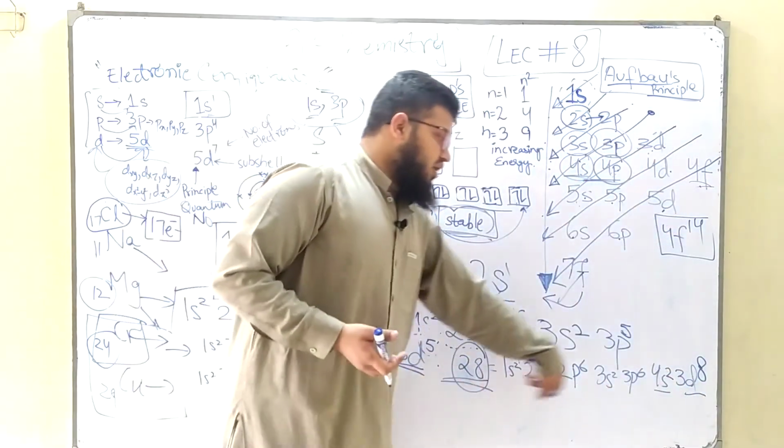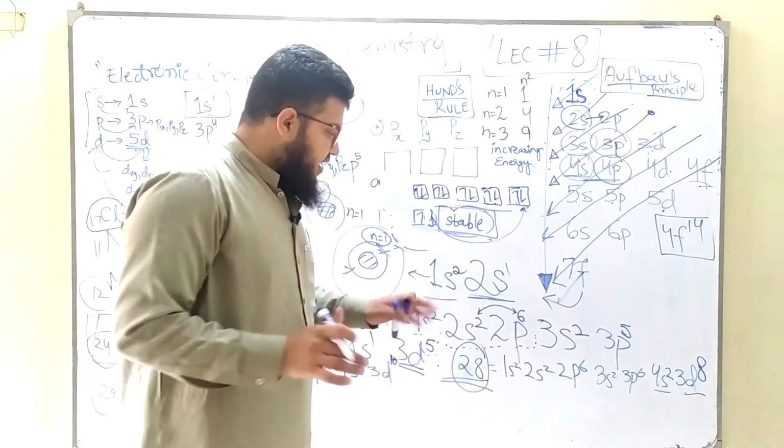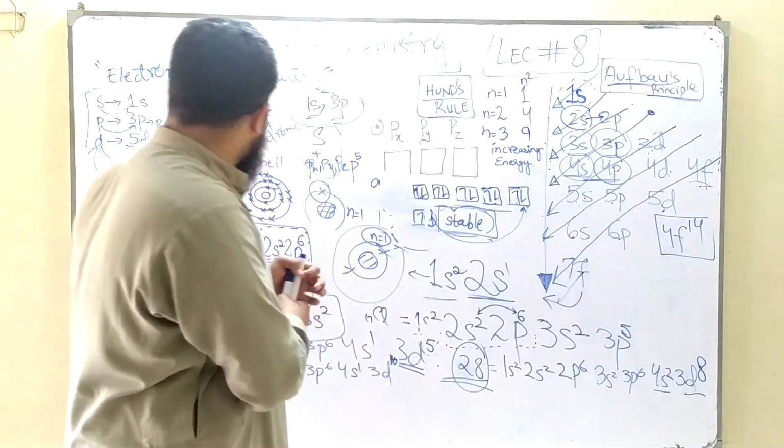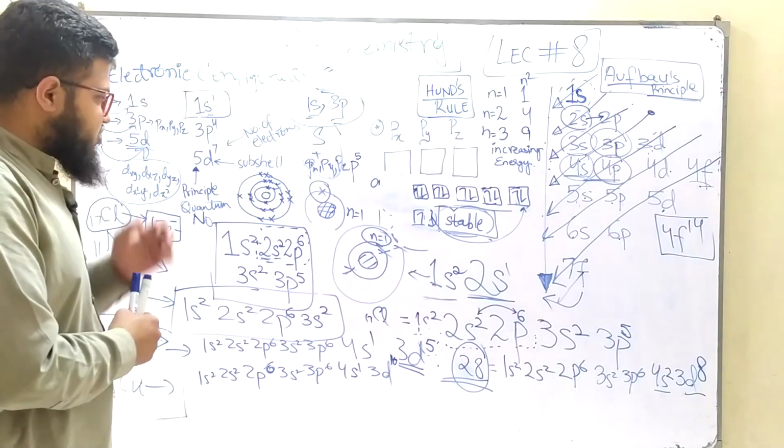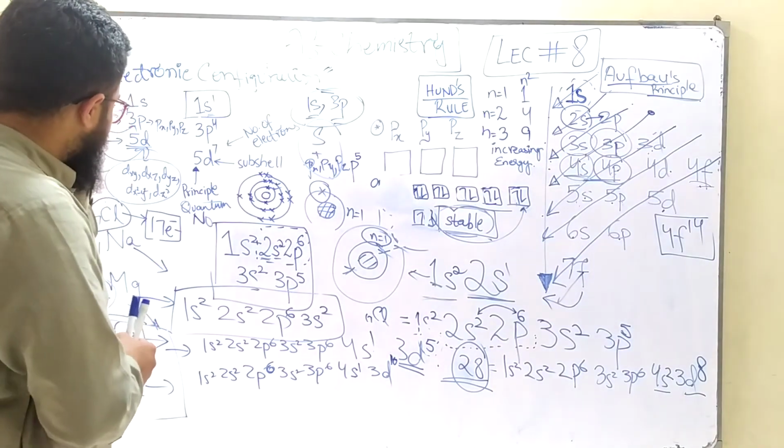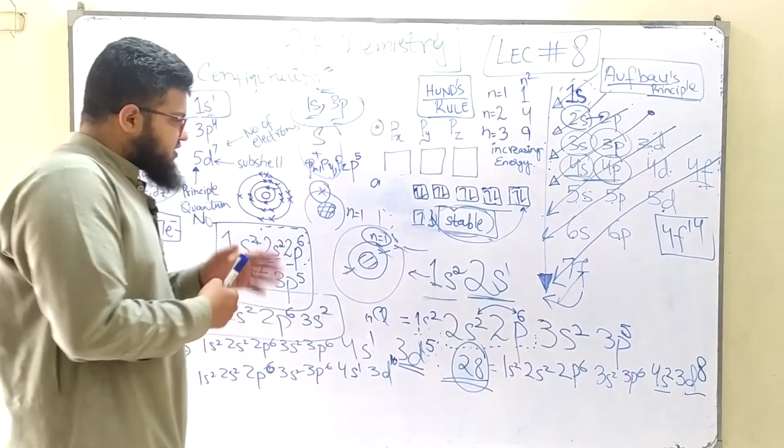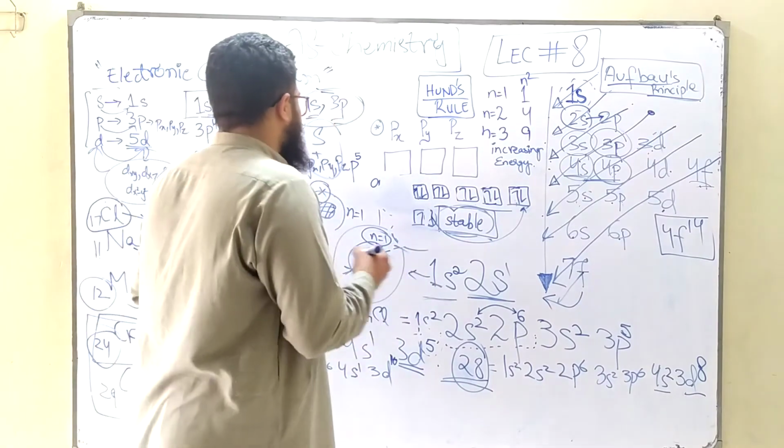So this is how you're going to write down the electronic configuration. Clear? So that completes the electronic configuration. That's everything about the electronic configuration, and you can try out a few questions for yourself.